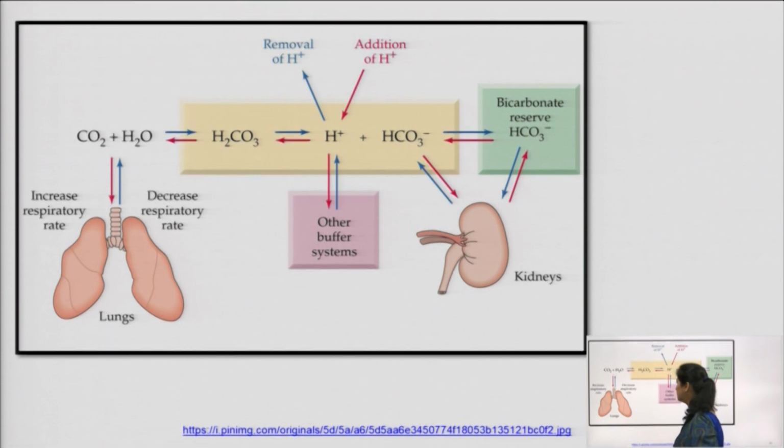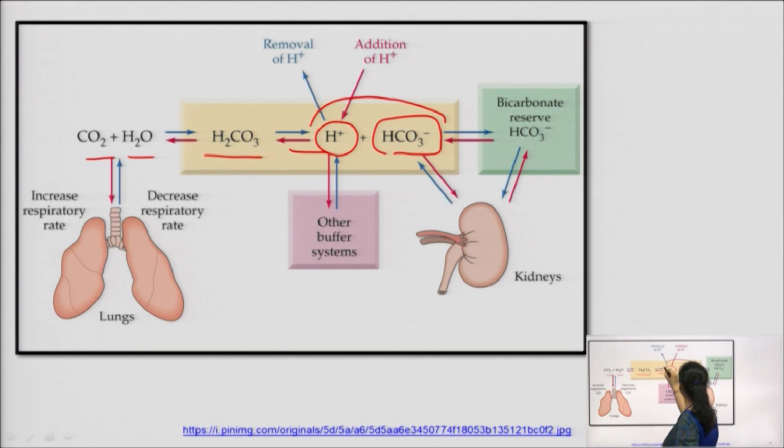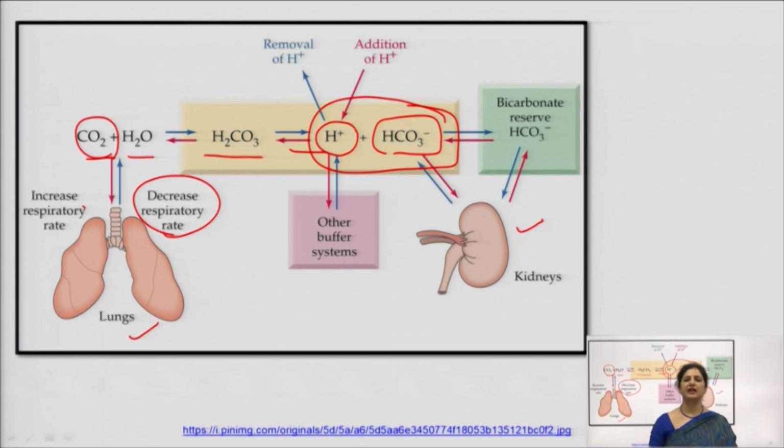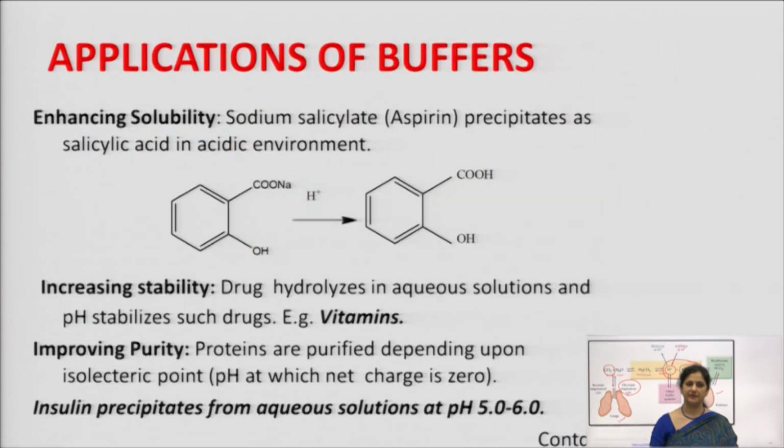This is a diagrammatic view. We can have a look here. CO2 plus water gives carbonic acid, which dissociates into hydronium and bicarbonate ion. This is a buffer system, carbonic acid and bicarbonate. This is an important buffer system which is active in the kidneys, and the same comes from the lungs. Whenever there is an increased respiratory rate, the value of CO2 will be lower, and when there is a decreased respiratory rate, the value of CO2 is going to be higher. So, these are the biological buffers present in our body.